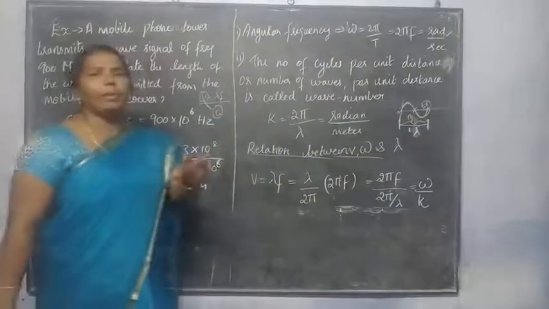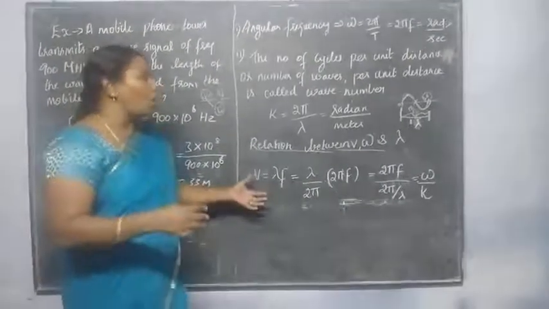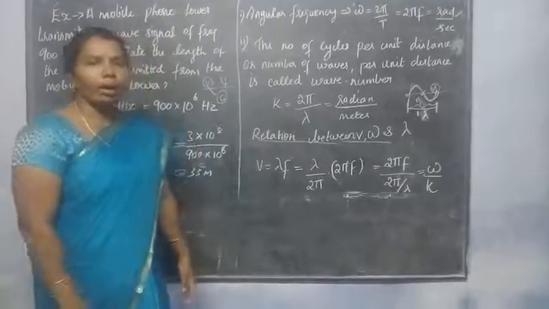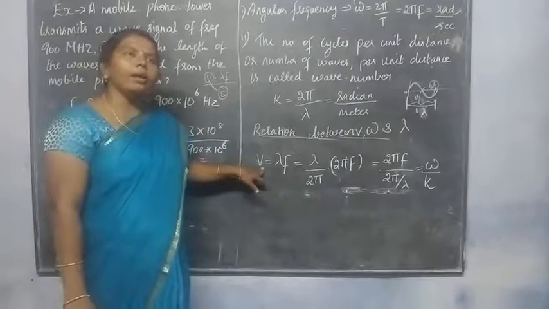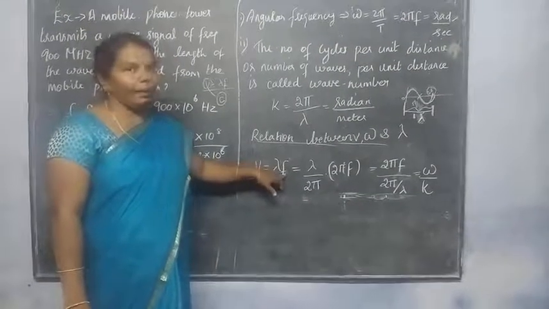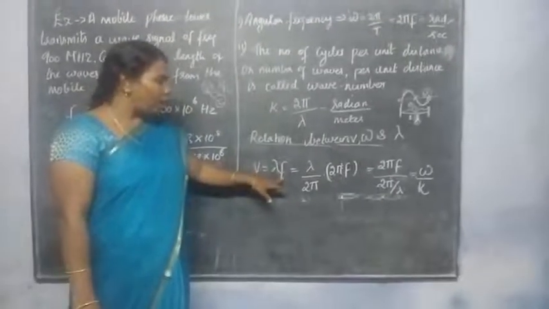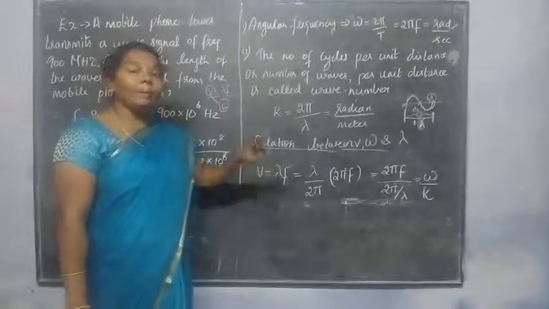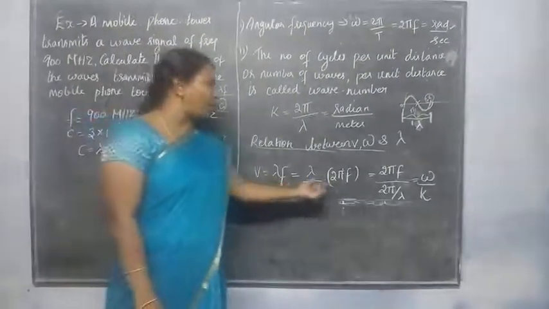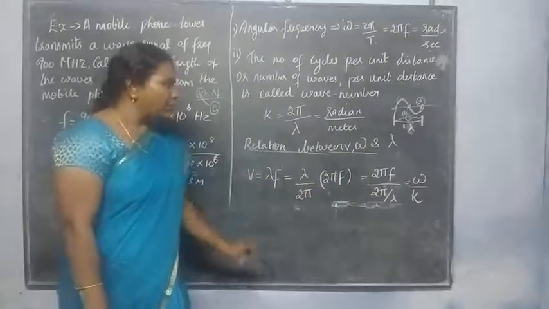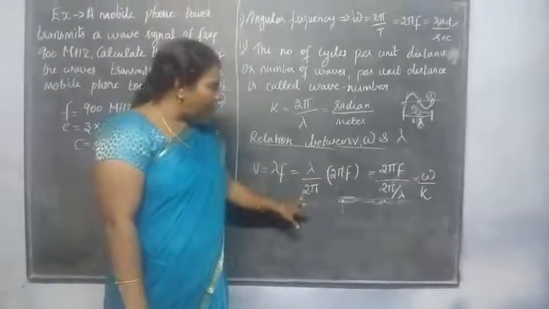So this is another important topic. What is the relationship between the velocity, angular frequency and wavelength? You should know this beforehand because it is very useful for doing word problems. You know the velocity formula: V is equal to lambda into F. Is it right? Yes. Okay, next step, in that equation, multiply and divide by 2 pi. What is the answer? 2 pi F divided by 2 pi. Take the lambda to the denominator, so 2 pi by lambda now.